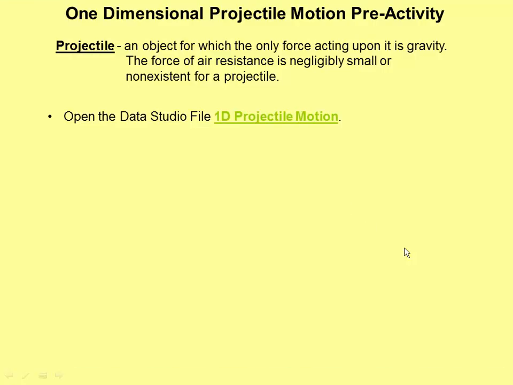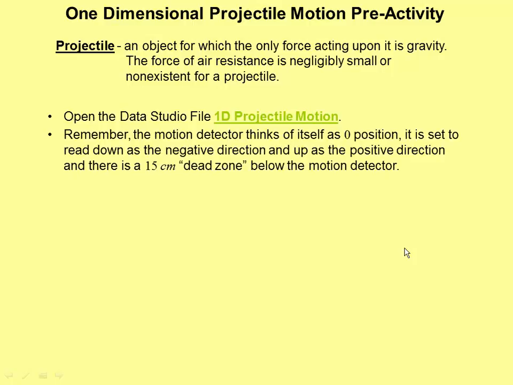Now, remember some things about the motion detector. It thinks of itself as 0 position. This means that your entire activity takes place below 0. So think about what that's going to mean when you're making these graphs. It is set up, however, to read down as negative and up as positive, which is our conventional coordinate system. So anytime the ball is moving down, it'll be moving in a negative direction. If it's moving up, it'll be moving in a positive direction.